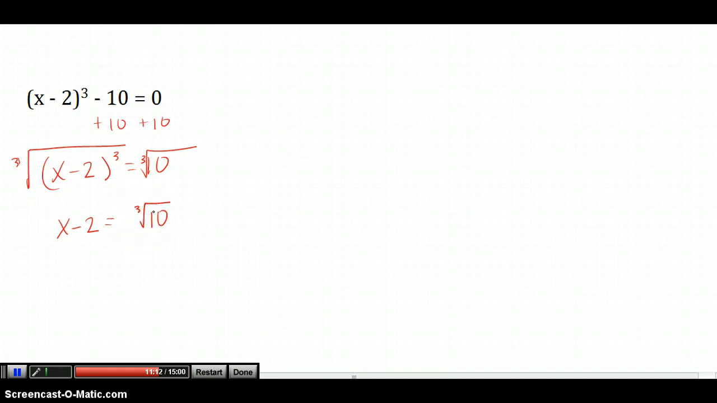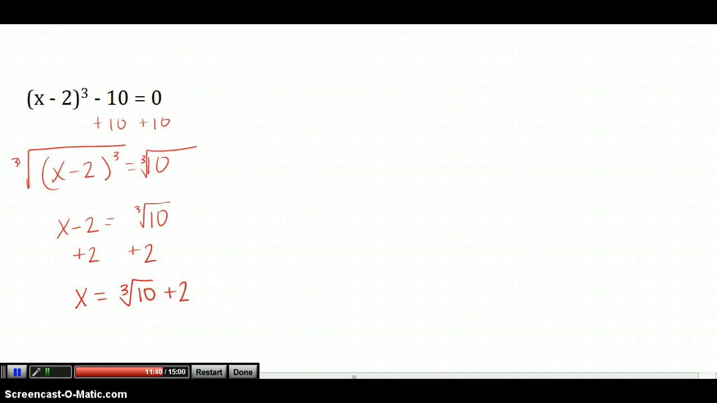If we're dealing with odd roots, there's only one root. So it's not plus or minus. If you have even, so a 2, 4, 6, then you're going to have plus or minus. But if you're dealing with an odd root, there is no plus or minus. There's only one answer. So to finish this out, add 2 to both sides. And your answer is x equals the cube root of 10 plus 2.